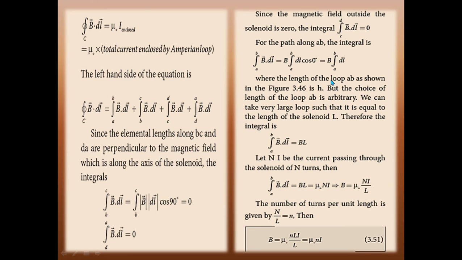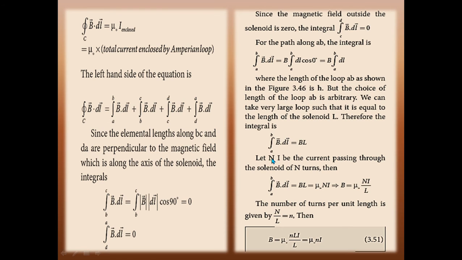Here the length of the loop is as shown in the figure. But the choice of length of the loop AB is arbitrary. We can take a very large loop such that it is equal to the length of the solenoid, capital L. So integration of dl is nothing but L. Therefore the integral A to B, B vector dot dl vector is equal to B into capital L.